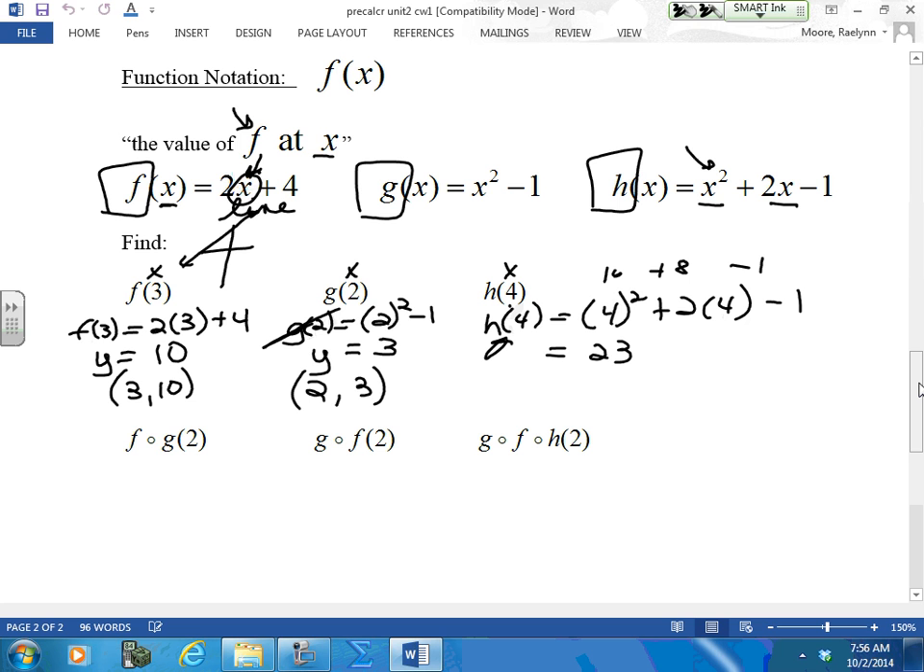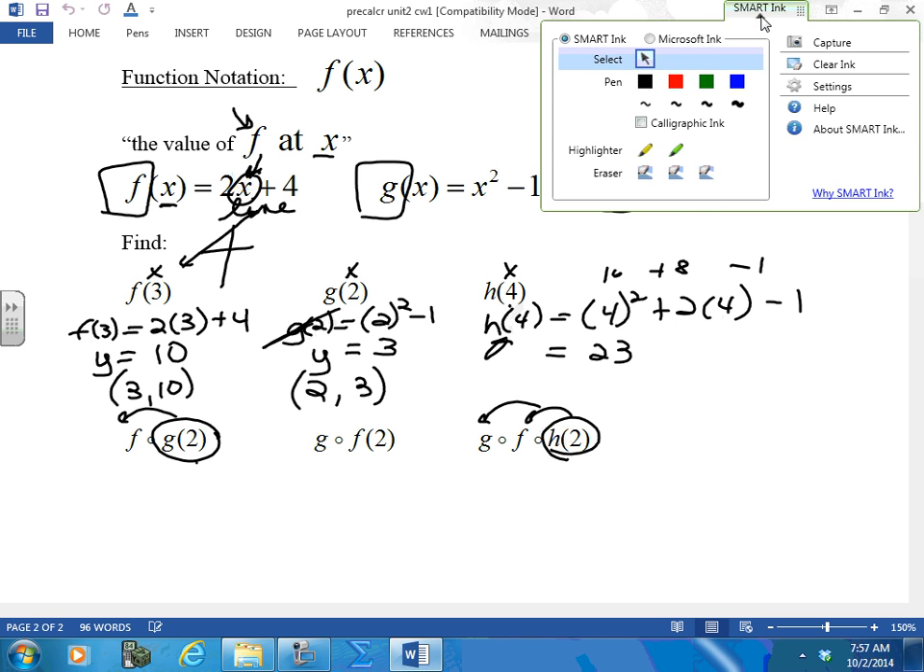Do you remember your compositions? Remember compositions of functions? Which side did we start at? The right. We start at the right and we move to the left. No matter how many pieces you have, you start at the right and you keep moving to the left. If we have a number in there, we replace the number. If we have an x or nothing at all, we have to find the equation. Remember doing this?